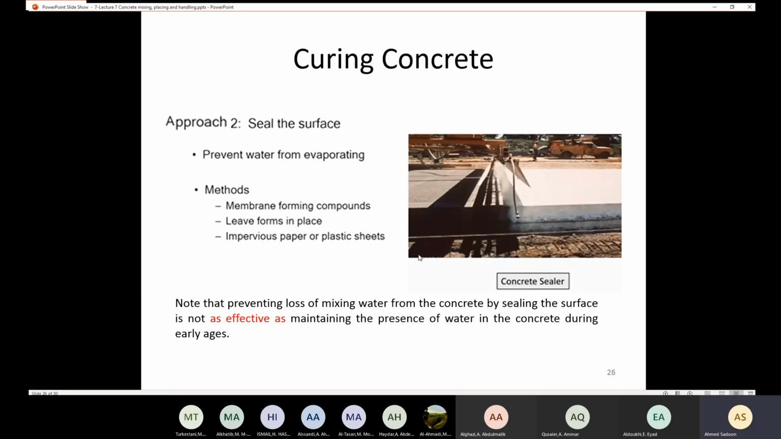Now we are going to talk about the second approach. In the second approach, you are going to seal the surface of the concrete. And why should you seal the surface of the concrete? In order to prevent the mixing water from evaporating.